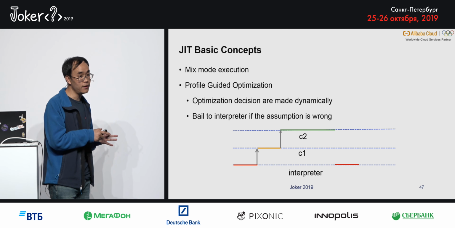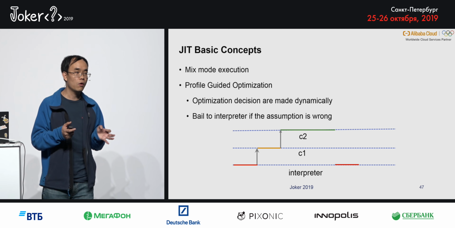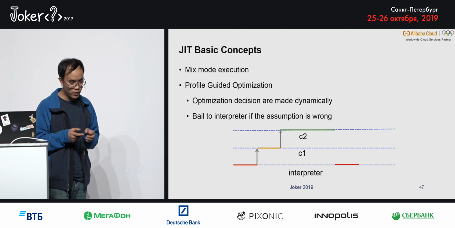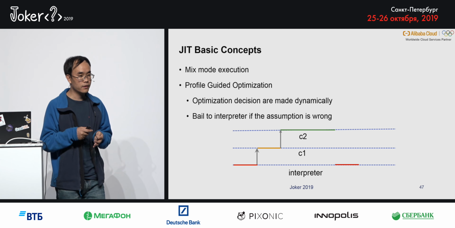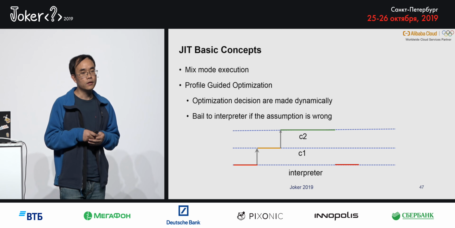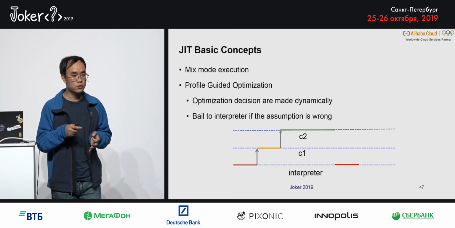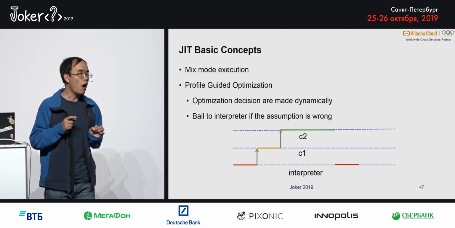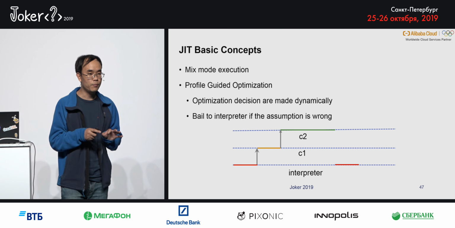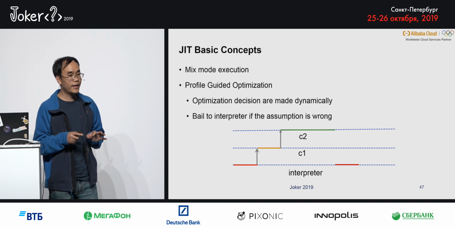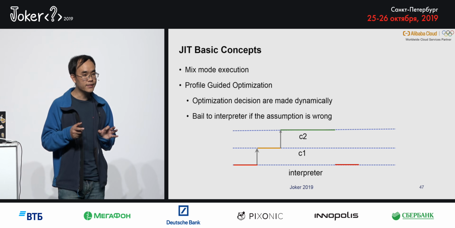Actually, during interpreter and the C1, the JVM will collect some profiling information. The profiling information is something like, for example, if a statement is always evaluated as true, then you never run into the else block, right? So the null value never flows into your call site, or you always use ArrayList instead of LinkedList. This profiling information is useful for the C2 compiler. They can use this information to generate more optimized code.